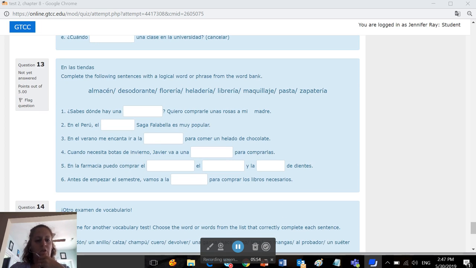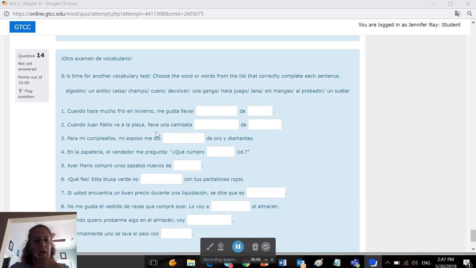And then for number 13, En las tiendas, complete the following sentences with a logical word or phrase from the word bank. So read through the statements below and pick a word from the word bank that would best complete the sentence. Otro examen de vocabulario. It's time for another vocabulary test.